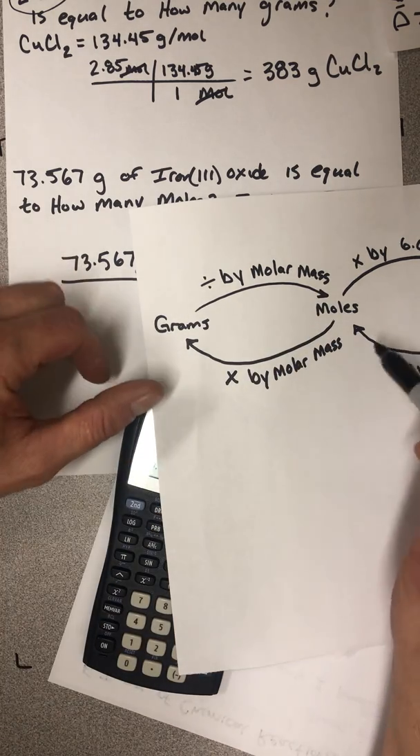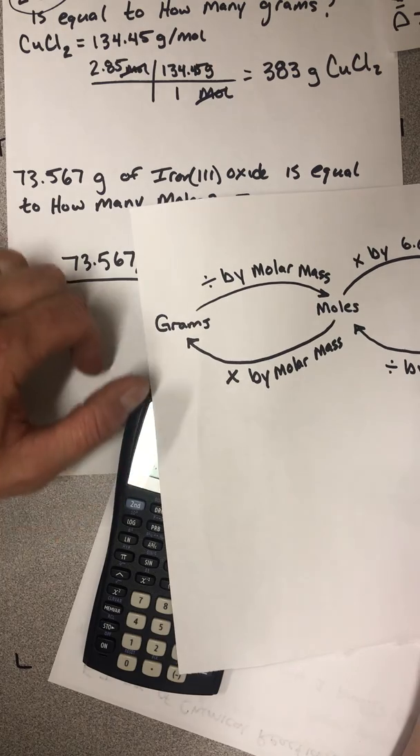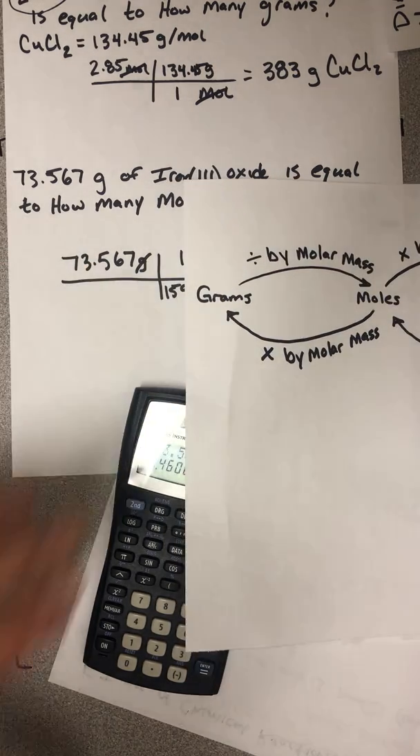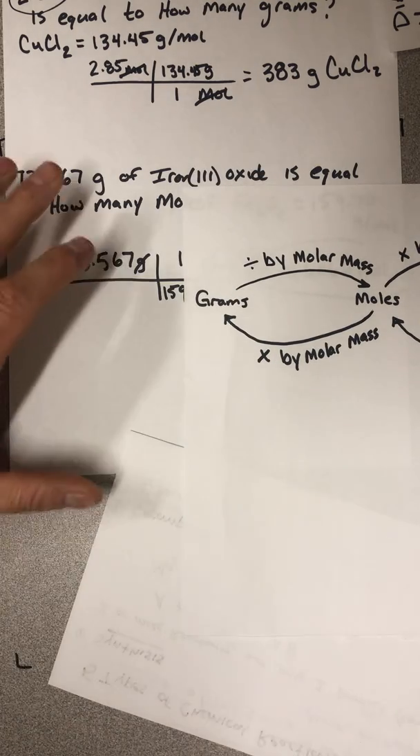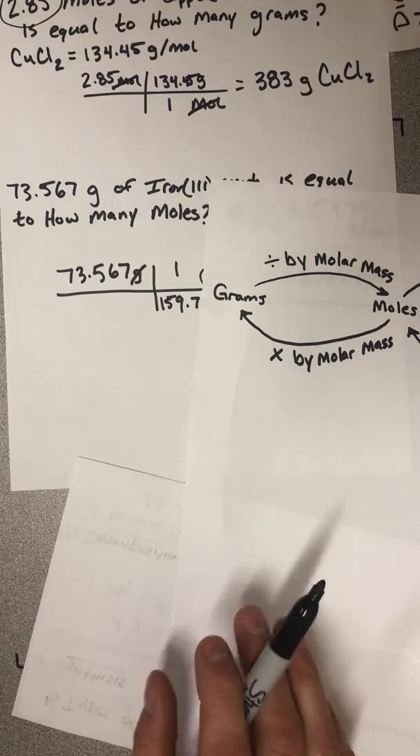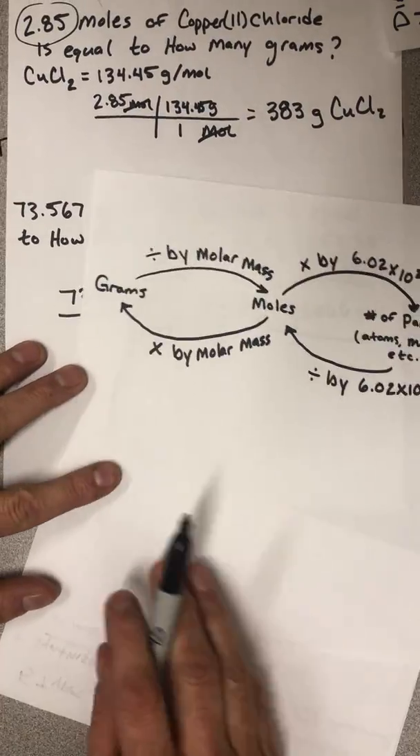Now, if you're looking into the number of particles, then we got to bring in Avogadro's number, and there's a way we can do this that's actually pretty easy, and you can sort of do it in one big problem. So let's do a couple of those.